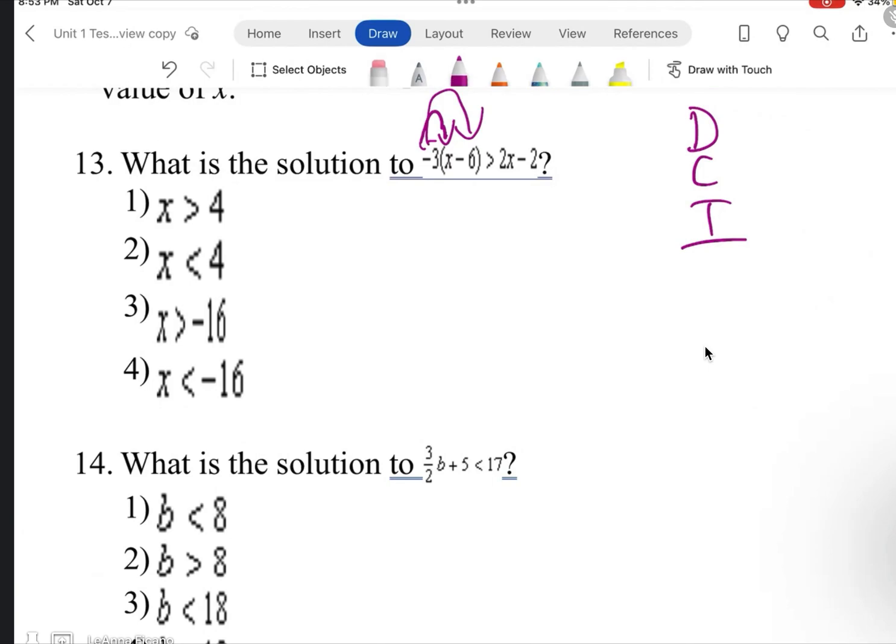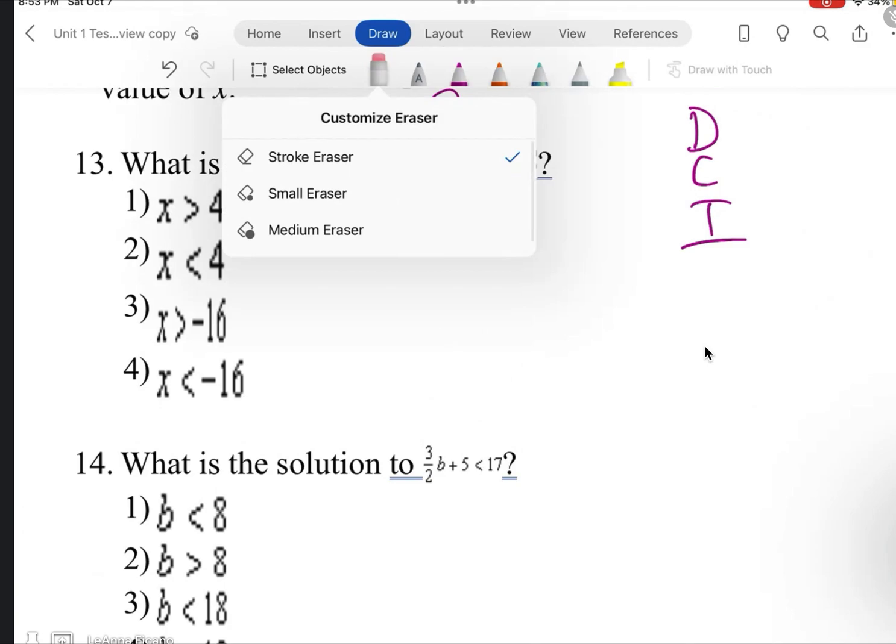My thing is being very finicky. I don't know why my Apple Pencil is being very not nice.